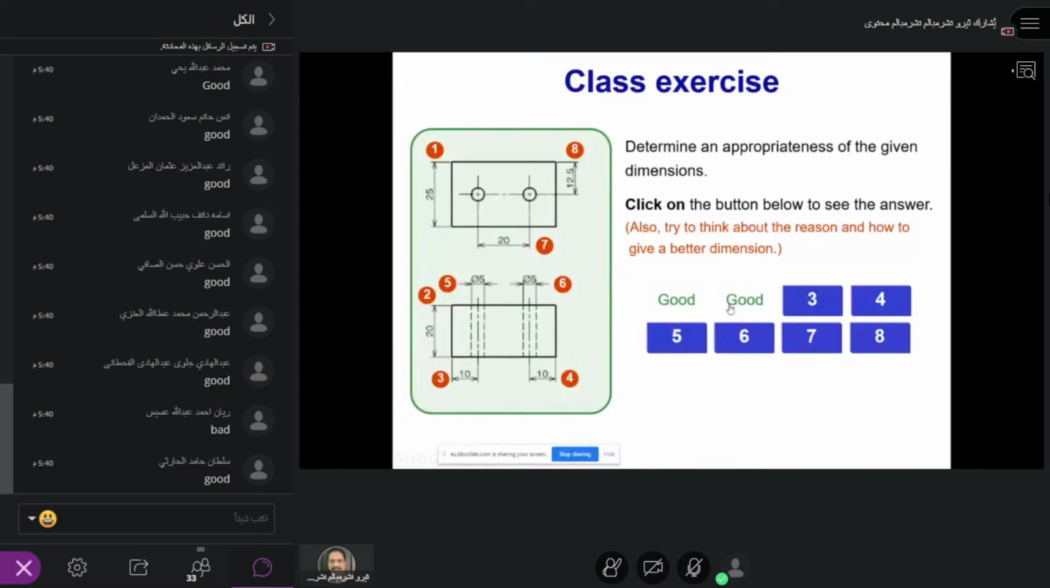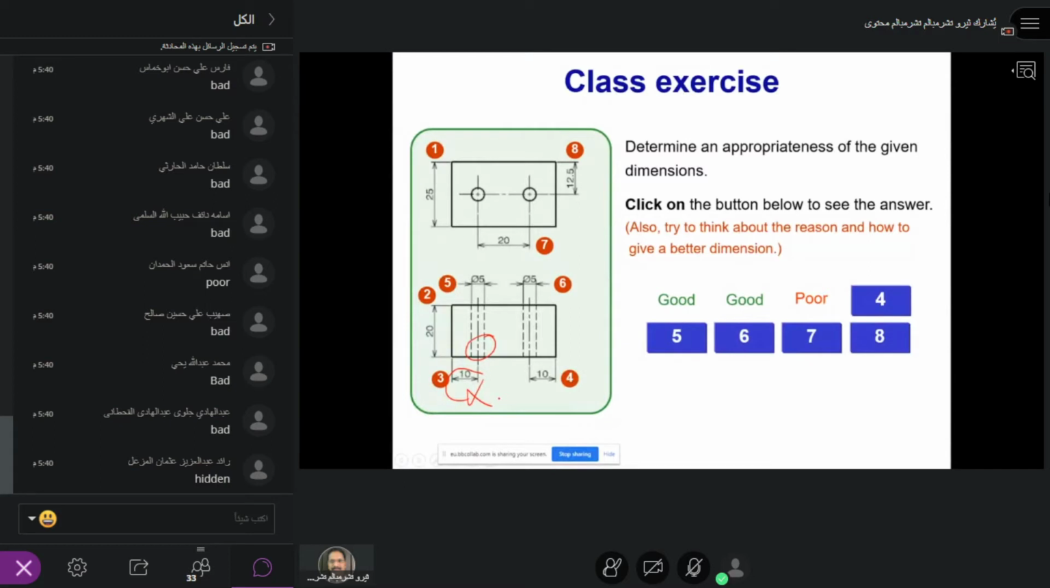Right. What about 3? 3 good or poor? 3 is poor. Why is it poor? Because we indicate the hidden line. Hidden line you should never dimension it.